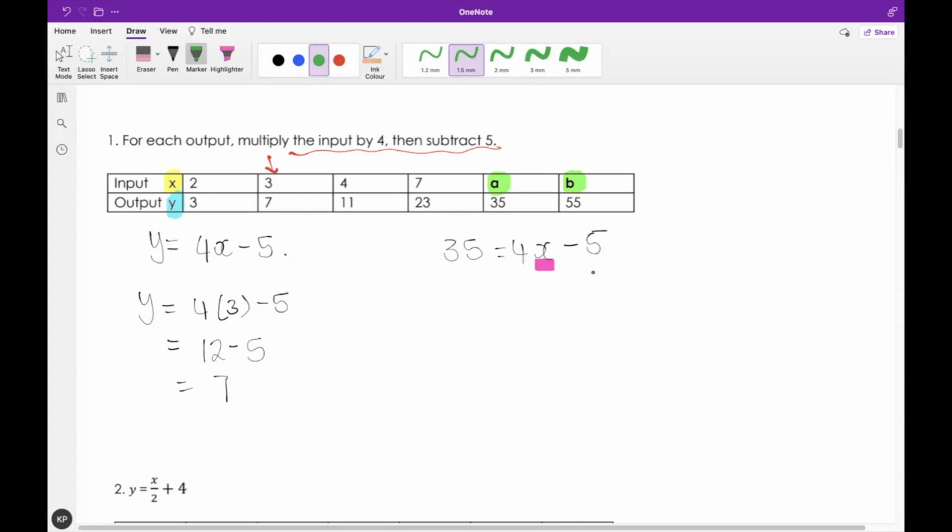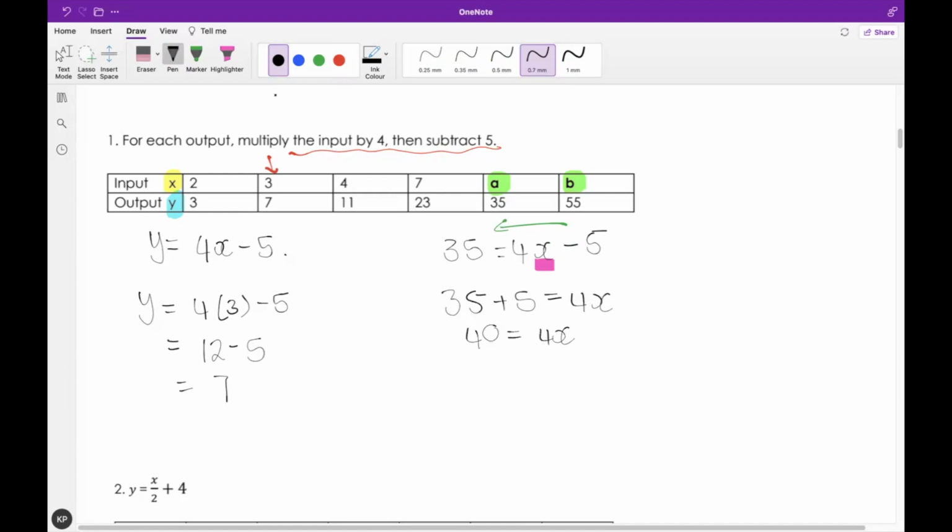How will I get rid of that negative 5? The inverse, and that's to go on the other side, right? So I'm going to take it over to the other side. Then it's going to become 35 plus 5 equals 4x, which is 40 equals 4x.